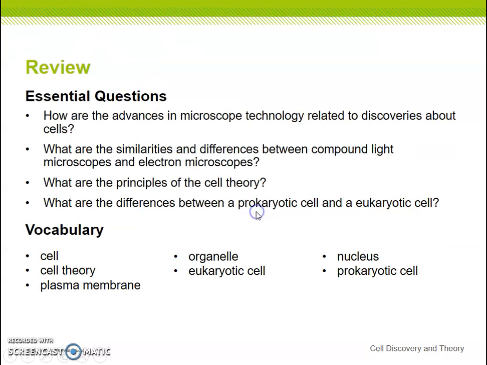And that's it. So hopefully by now, you can answer these 4 questions and you know what these vocabulary terms are. If you have any questions, let me know.